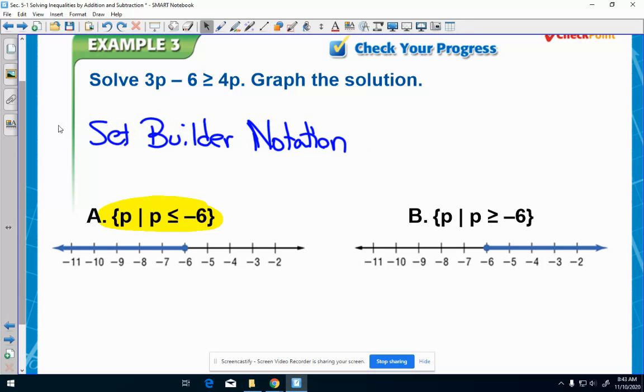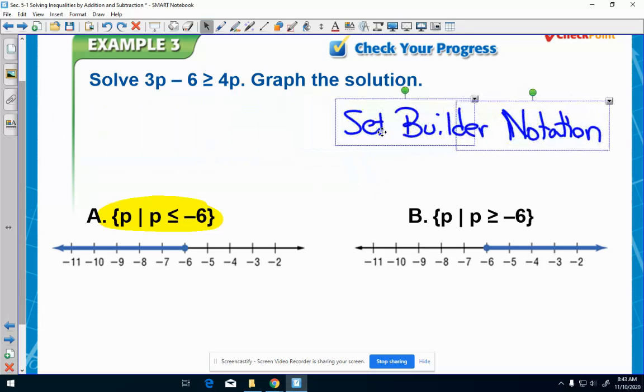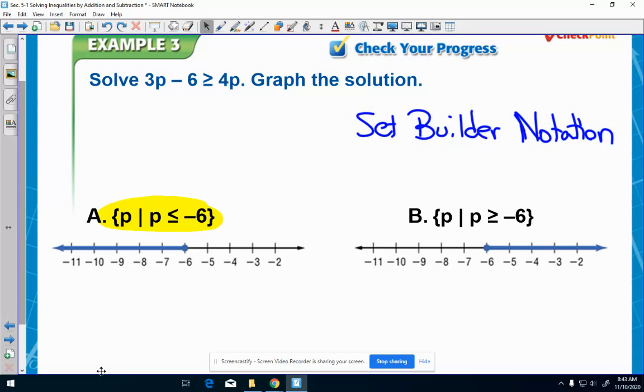Take both of these. There we go. If I solve this real fast, what would I do to solve it? Move the what? Hunter? Move the 3p. So if I minus the 3p, I would get -6 is greater than or equal to p. Which is which of these choices? Is it A or is it B? Connor? It's which one?